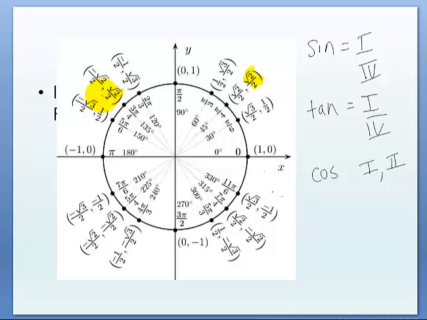So if I look at these two answers, my y value is root 2 over 2, my y value is root 2 over 2, but I need the one that's in either quadrant 1 or 4. Well, this is quadrant 2, so here's my answer. So my answer is going to be 45 degrees or pi over 4.